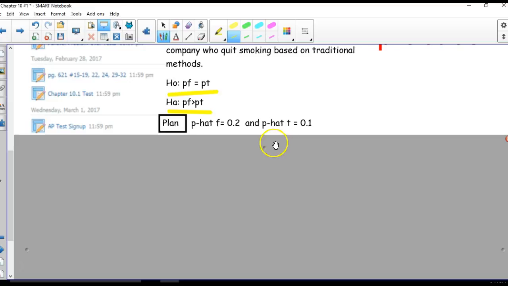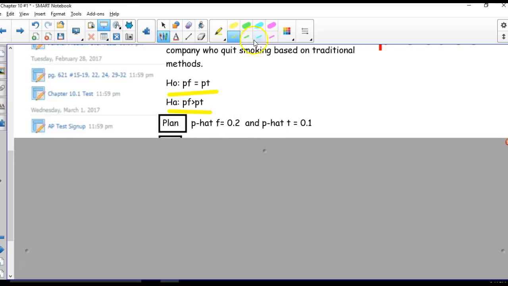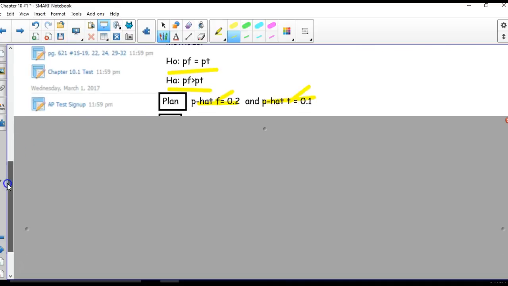Check with a partner, email me, take a picture of it, send me if you have questions. And then why did I put the p hat of F and the p hat of traditional here? Well, I put that because you're going to need that for your normal step when you're running. So you're going to do n times p hat because we don't have a p. So n times p hat has to be greater than or equal to 10, and n times 1 minus p hat has to be greater than or equal to 10. And there's your p hats for the financial rewards versus the traditional.